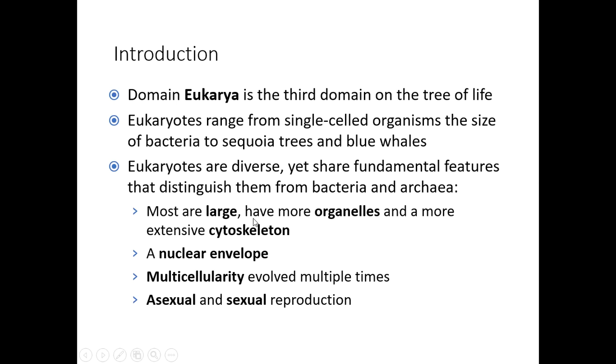All right. They also have a more extensive cytoskeleton, so in their cells they've got more structure to hold everything in place. All right, the synapomorphic characteristic of all organisms in domain Eukarya, that means something that's shared by all of them, is a nuclear envelope. All right, so it really defines this. Multicellularity evolved multiple times in eukaryotes, so we see different types of multicellular organisms in this domain. And we see that these can reproduce either asexually via mitosis, or sexually via meiosis, in the process of egg and sperm fertilization.